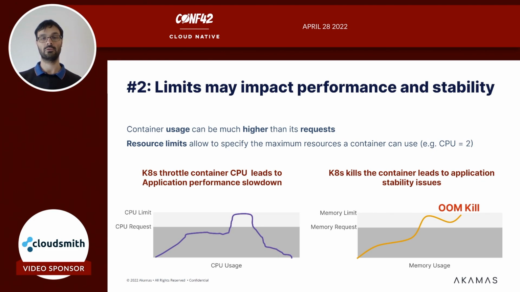Instead, when memory usage hits the limit, the container gets terminated. So there is no application slowdown due to paging or swapping as we had in traditional operating systems. With Kubernetes, your pod will simply disappear, and you may face serious application stability issues.